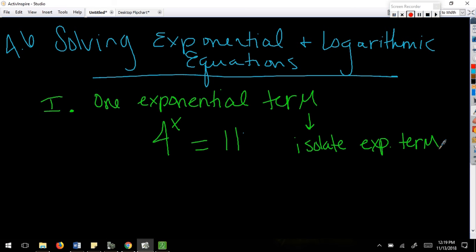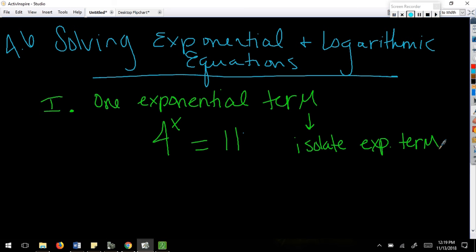Okay, so the variable is in the exponent. My question now is, how do you find out what x equals? What can you do? Well, you can't root it, because you would have to x root it, and that doesn't help you in solving.